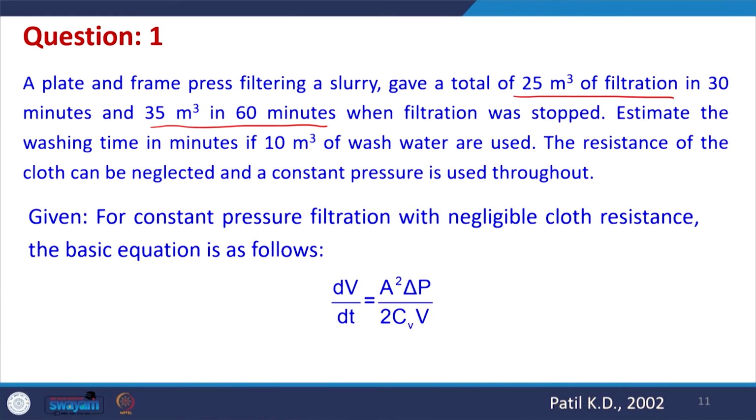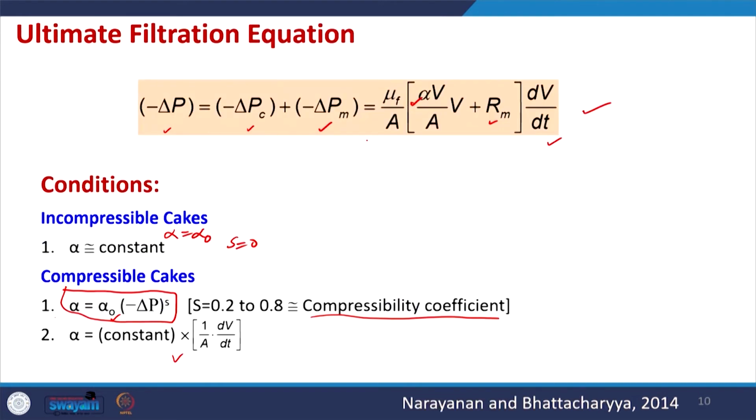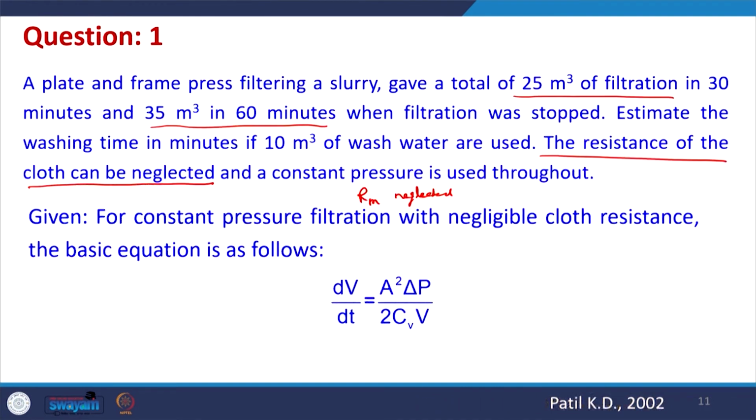Estimate the washing time in minutes if 10 meter cube of wash water has to be used. The resistance of the cloth can be neglected. Remember the resistance of the cloth can be neglected and a constant pressure is used. So, two things are there: pressure is constant and Rm has been neglected. We can use the same previous equation, but with Rm dropped, so the equation will become like this.